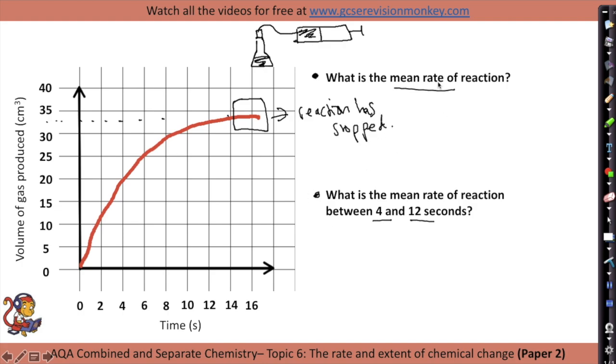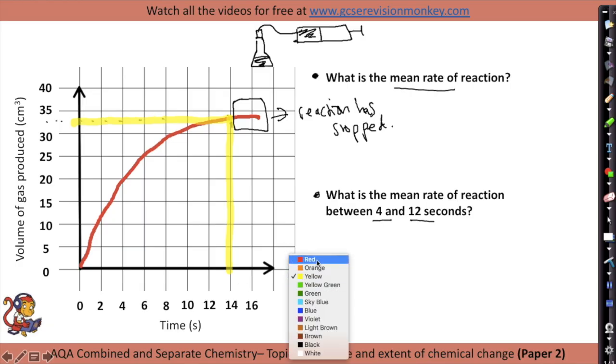Therefore, to calculate just the overall mean rate of reaction, you can draw a line up to that point on your graph. If I do it with a highlighter to show you, draw a line up to that point and across, and you can use the data then to calculate your mean rate of reaction.